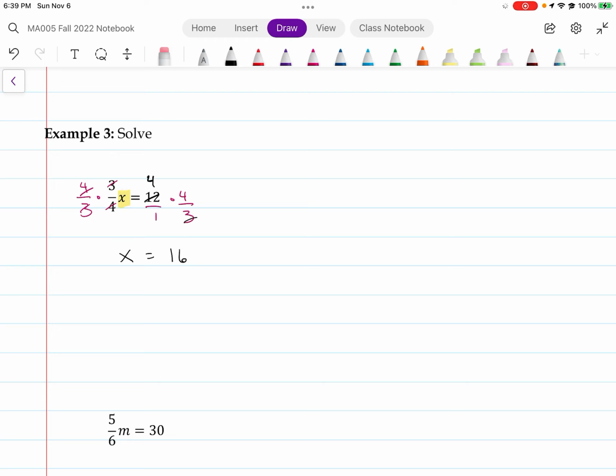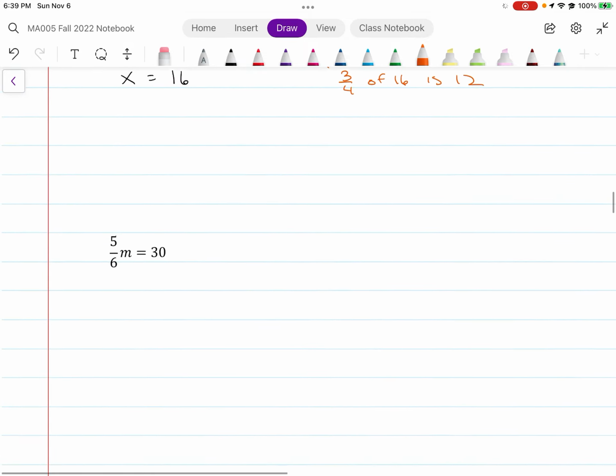So in other words, let's put this into English. 3/4 times 16 equals 12. Let's say this: 3/4 of 16 is 12. Make sure it makes sense. And if you plug it in, you will see that that is true. All right, next one. Why don't you try this one?